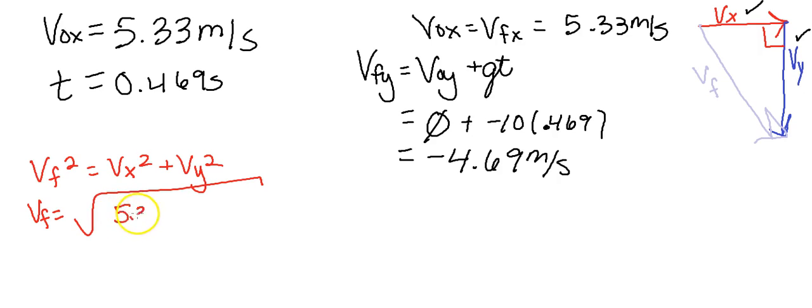So that's 5.33 squared plus 4.69 squared, and 4.69 is negative. So that's going to be the square root of 5.33 squared plus 4.69 squared. Calculator issues. Sorry, guys.